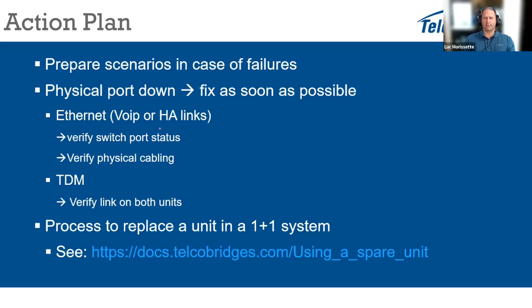So, for example, Ethernet. You need to verify the switch port status. This is something that can be done remotely. If you see the port is down on the telecom unit, you can verify if it's down also on the Ethernet switch. And if they're down on both sides, then you need to probably check the physical cable. You need to make sure the network switch did not bring down that network interface. And if ever you need to replace a unit in a 1+1 system, then we have some instructions on how to do this using a spare unit on the system.